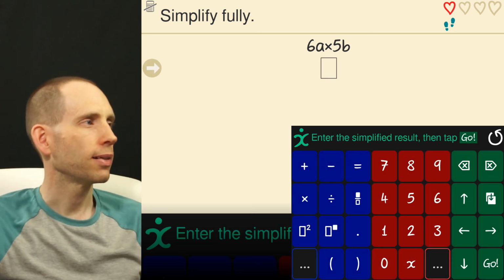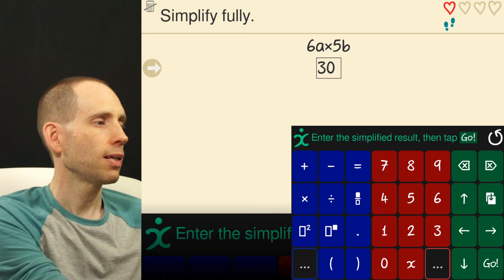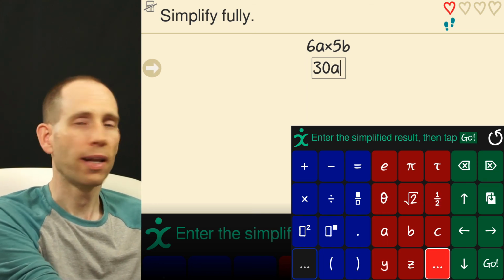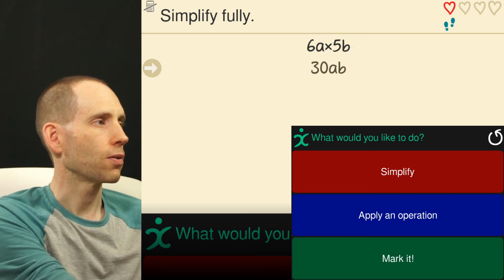Okay. Right, so again, now look at numbers. 6 multiplied by 5 is going to give me 30. And then the letters: I've got an a factor and I've got a b factor. I think that's okay.